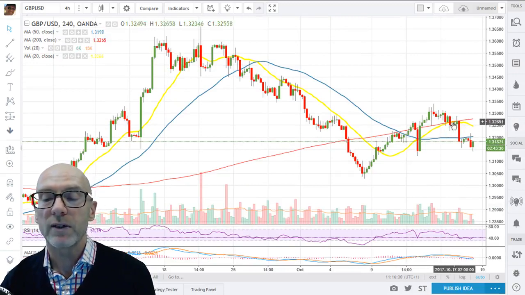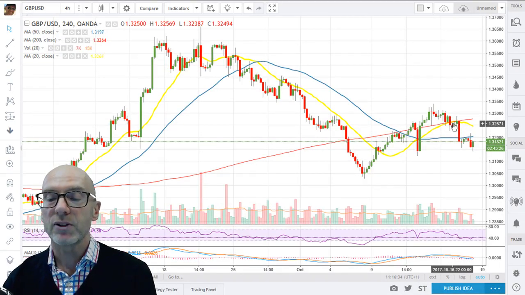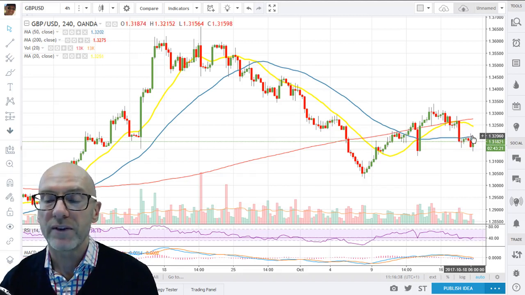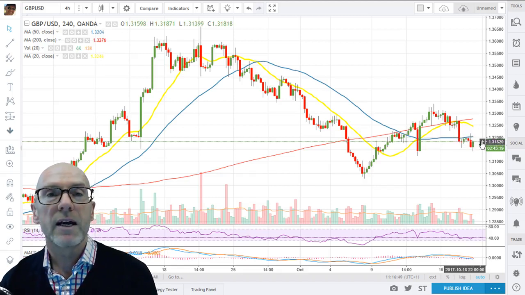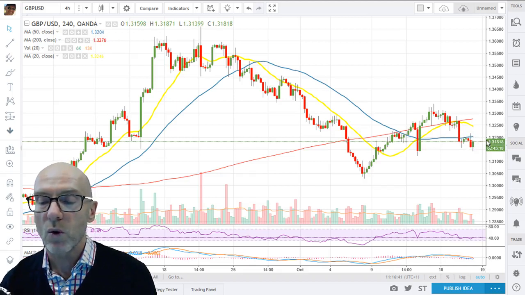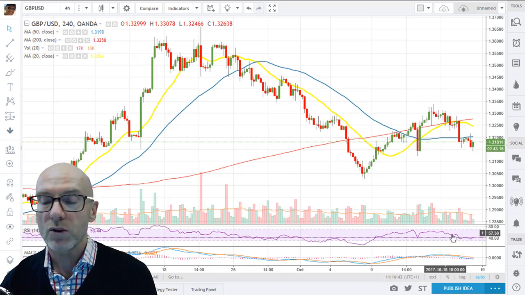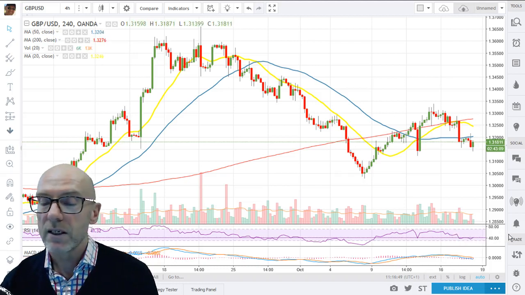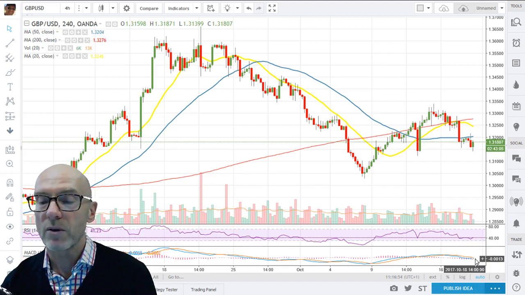We first of all found support on the 200 and the 20 averages, but that failed. We then found support on the 50, but now we've moved below there. That makes this 4-hour look quite vulnerable. You can also see that we've got negative momentum as the RSI is in a downtrend, and the MACD have both moved below zero, again indicating negative momentum.